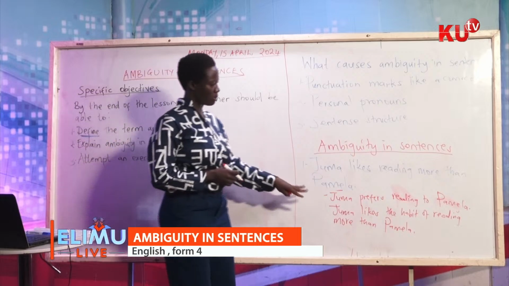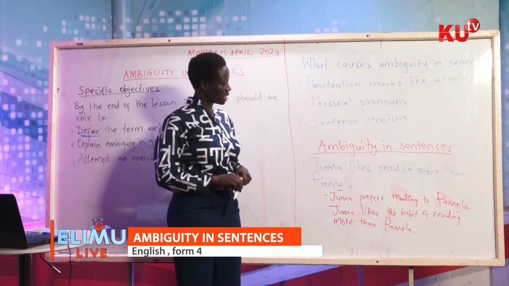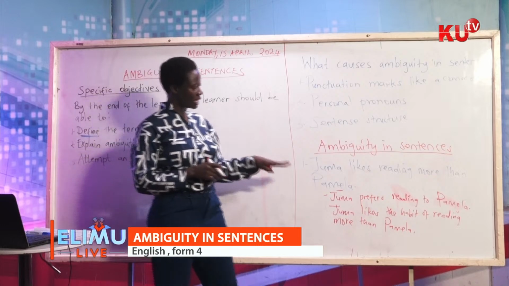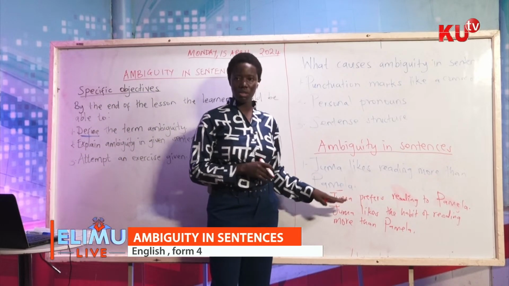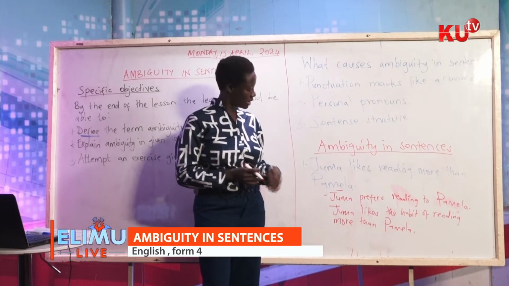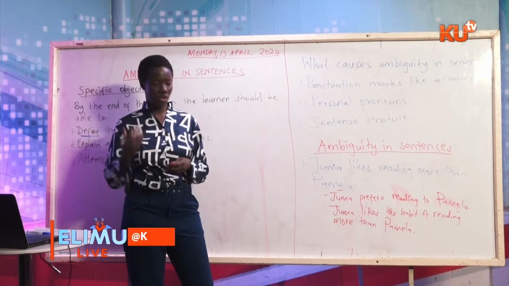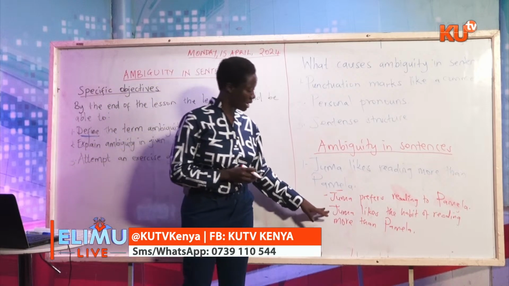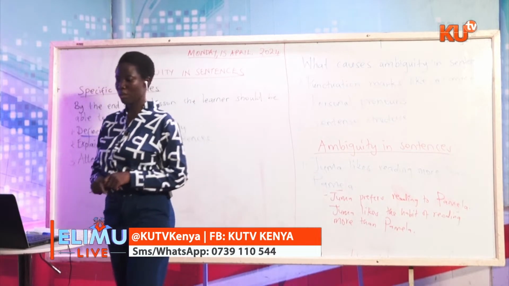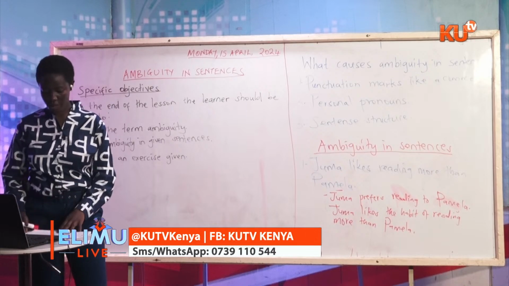So Juma prefers reading to Pamela. That one is clear. And then in the second statement, Juma likes the habit. What brings out the difference in these two meanings is that in the first one, we have one person liking two things, but liking one more than the other. And in the second one, we have two people, but one of them likes the habit of reading more than the other. So in this case, it is Juma who likes the habit of reading more than Pamela. I believe that one is clear.